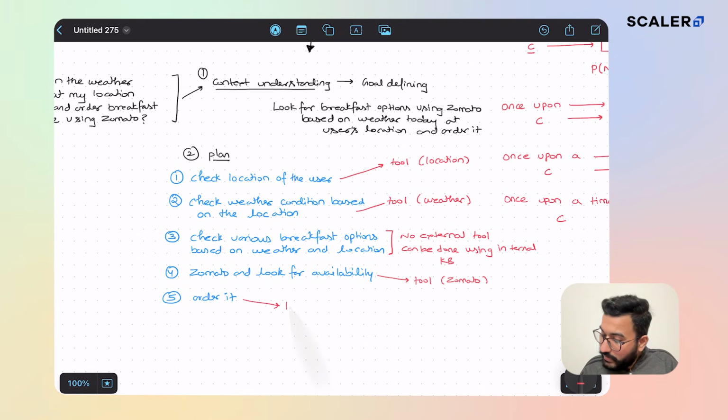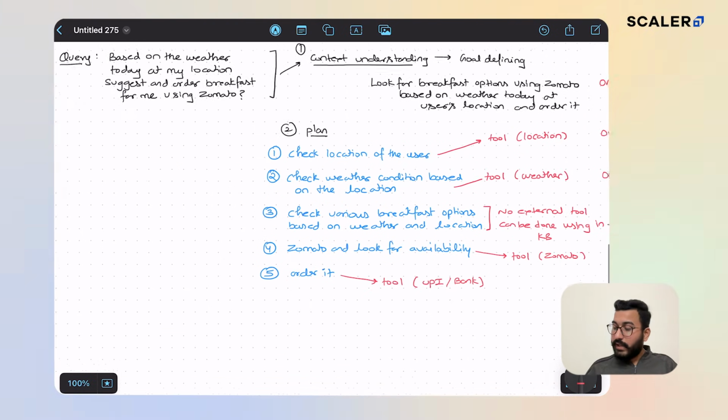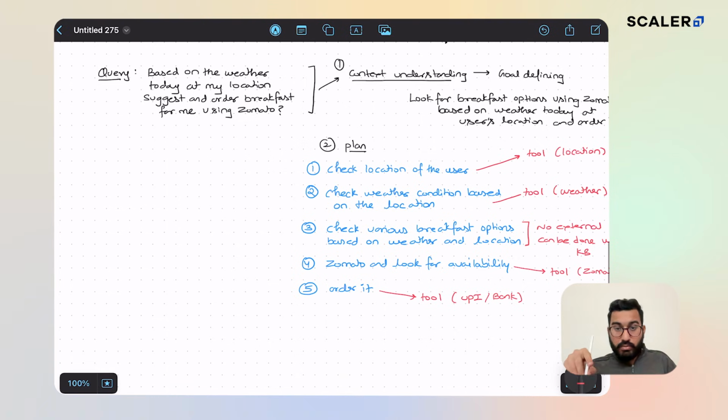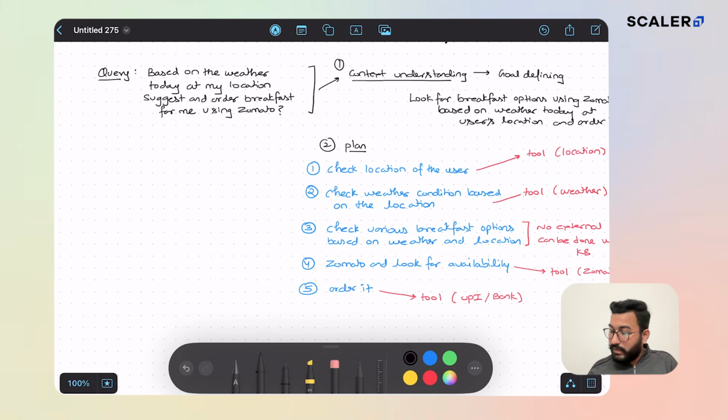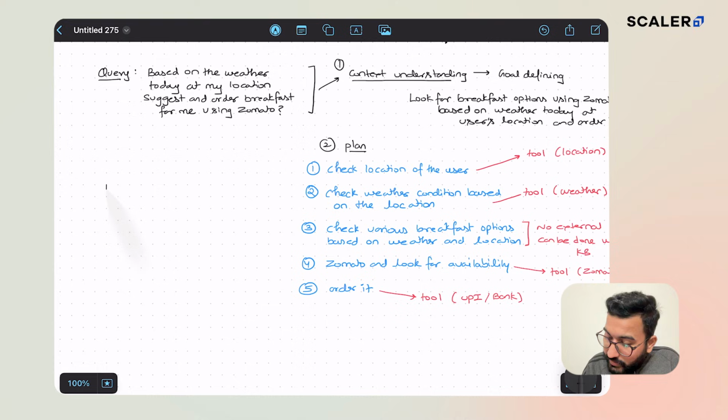Order it, again ChatGPT needs a tool, which is, let's say, UPI or some kind of bank access. So now you can see that if you want ChatGPT to get this task done, you need to provide it with multiple external tools in order to execute this. This is what agentic AI is. The term that is becoming really popular nowadays, agentic AI, is what we have just seen.